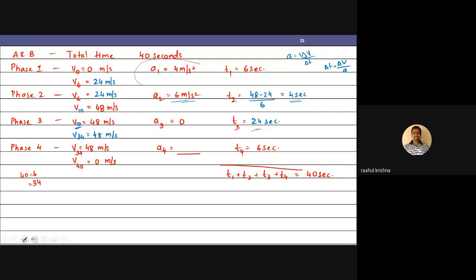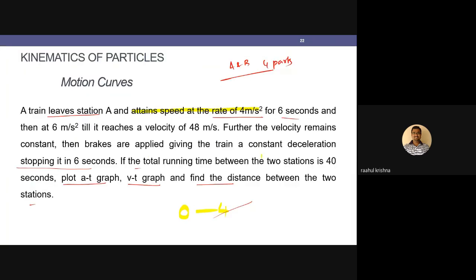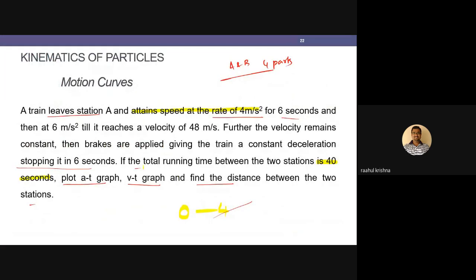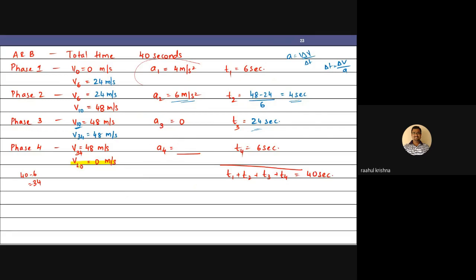Sir, repeat the 34 part, I didn't understand. Look here. My velocity, the fourth phase of the motion which is here, at the end of 40 seconds, is what is given in the question, right? If the total running time between the two stations is 40 seconds, then out of 40 seconds, for 6 seconds the body is undergoing constant deceleration. So what will be the start of this deceleration? 40 minus 6, 34. So the start of the fourth phase of motion will be the end of the third phase of motion, correct?